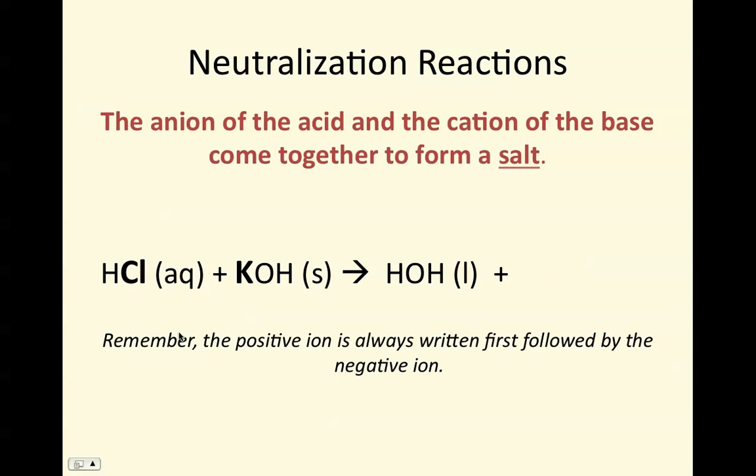Make sure that you check their oxidation numbers, and also make sure that the positive ion is always written first. So here we have our positive potassium ion written, followed by the negative chloride ion. And this is +1, -1, so that's why they are 1 to 1. And then it will be aqueous, which you can always double check on Table F.